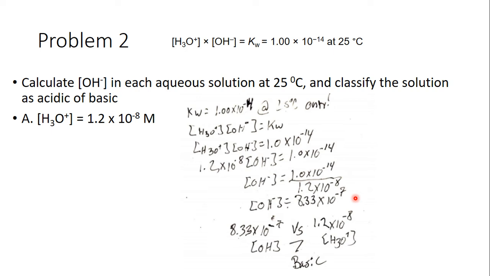And now we have to figure out, is our solution acidic or basic? What that question is really asking is, what has the greatest concentration, OH minus or H3O plus? So you're just comparing the two numbers. Now we have negative exponents here, and we're mainly going to be dealing with negative exponents. Not always, but mainly. So the smaller the negative exponent, the bigger the number. So something times 10 to the minus 7 is bigger than something times 10 to the minus 8, which makes this basic.